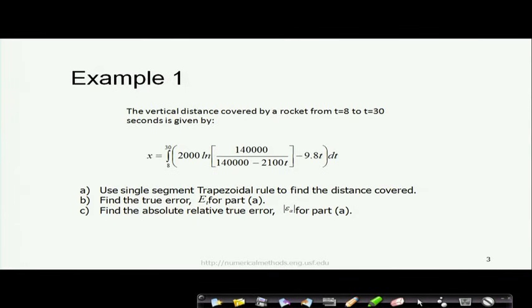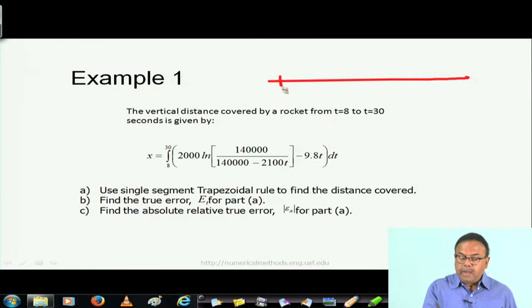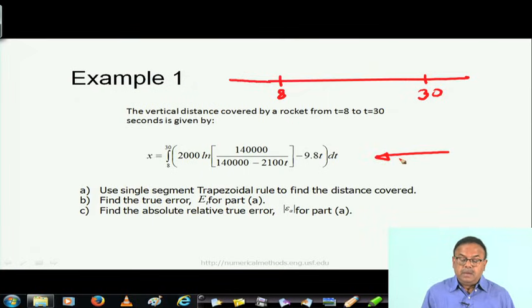Why is this important? Suppose the vertical distance covered by a rocket from time 8 to 30, so my timeline is from 8 seconds to 30 seconds, is given by this formula. All right. So, the overall total vertical distance is this. This is a complicated formula. Now, using the single segment trapezoidal rule, let us try to find the distance covered.